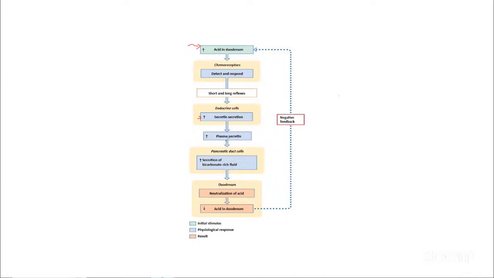So now we have secretin running around in our bloodstream and plasma. It ultimately comes into contact with those pancreatic duct cells, having us make some bicarbonate, which goes through our pancreatic duct into the duodenum, where we neutralize that acid, which means we've now turned off our signal. Once there's no more acid in the duodenum, we turn everything off, right? So this is a negative feedback loop at the end.